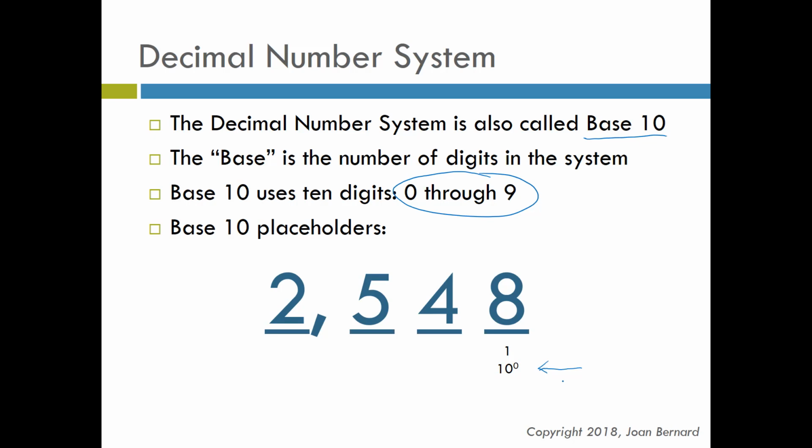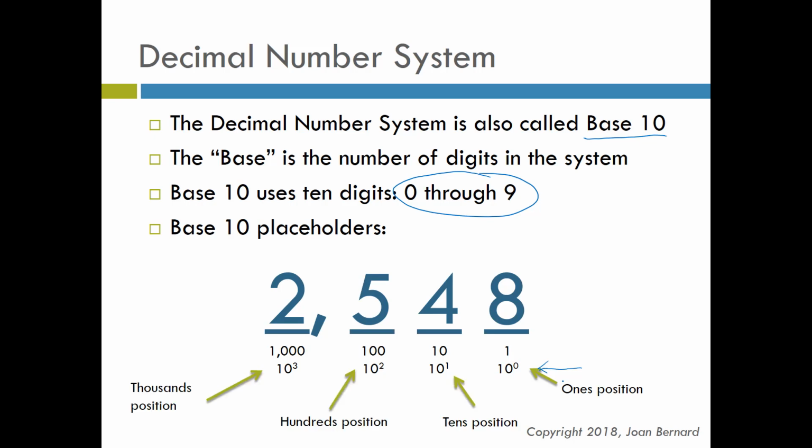To get to the next placeholder, we simply take a look at the base again, but we raise that to the power of 1. That gives us the tens place. And likewise, the next placeholder is 10 to the power of 2, and the next 10 to the power of 3. So once again, that's how we get the ones place, the tens position, the hundreds position, and the thousands position. Now, any number system works like that.